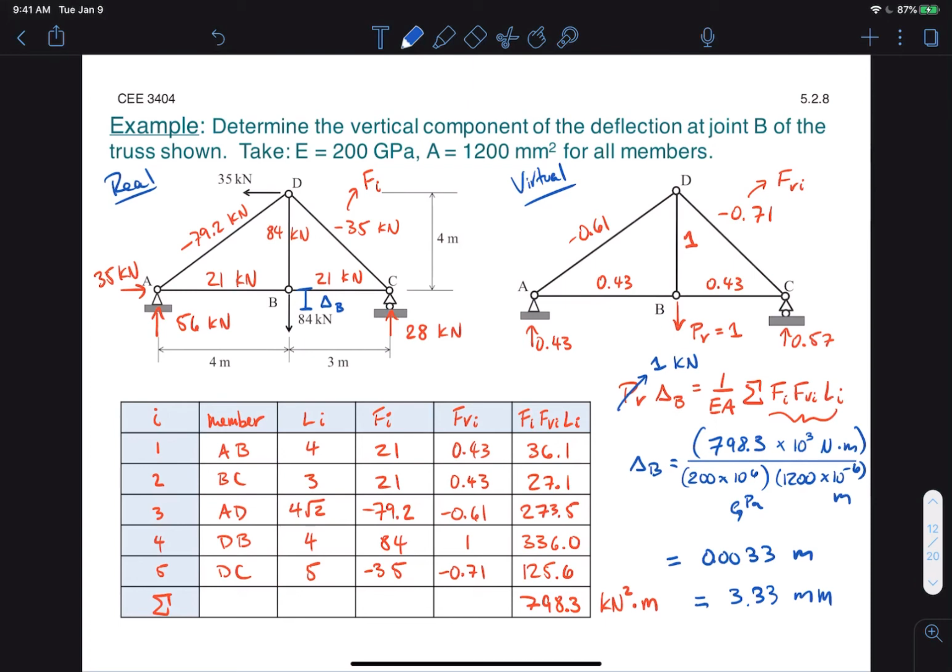Remember, trusses are fairly stiff structures, so we wouldn't expect them to displace all that much. So if you're getting displacements on the order of meters, it's usually an indication that probably something's off. So things should be generally on the order of millimeters.